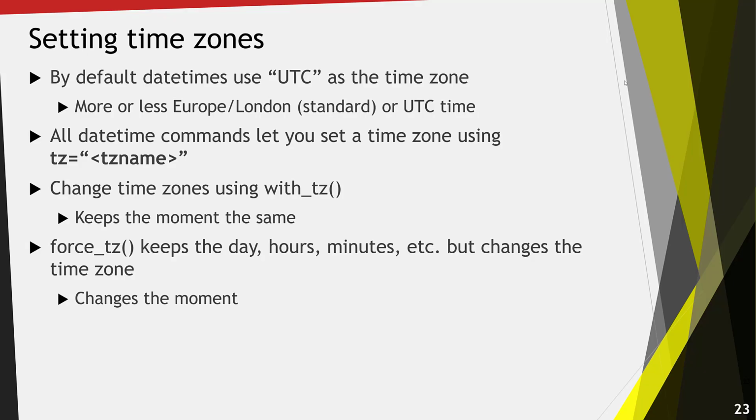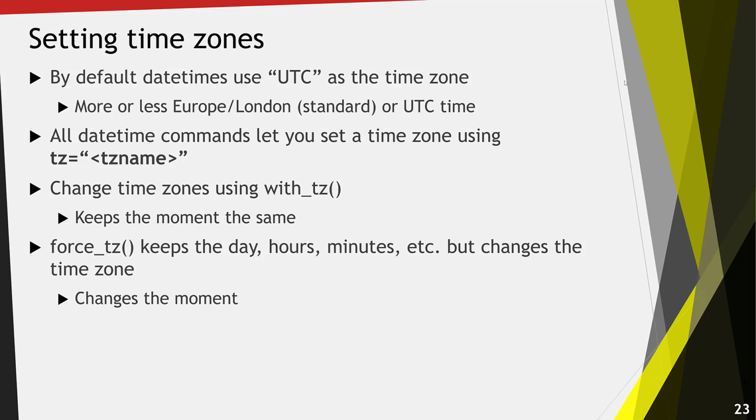Remember, by default, datetimes in Lubridate are going to use UTC as the time zone unless you specify something else. All of the datetime commands in Lubridate accept a time zone using the tz argument with a time zone name in quotation marks. This is going to be an Olson name.